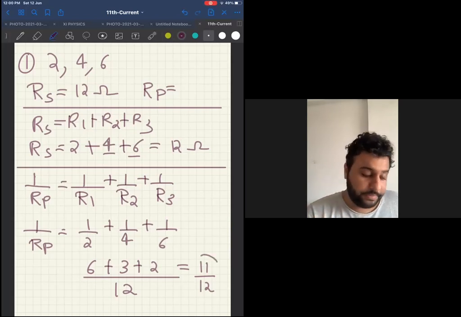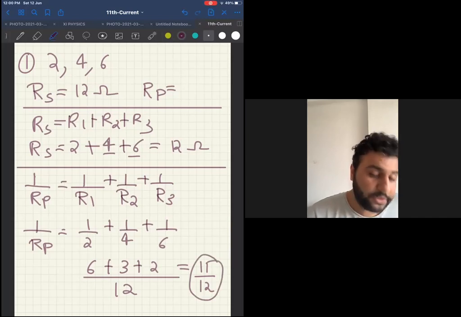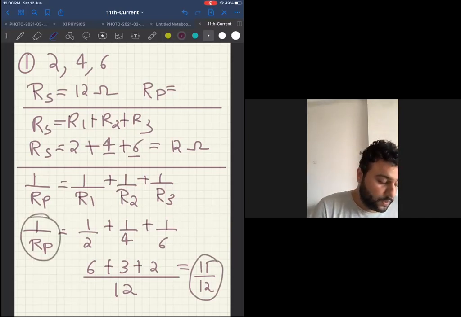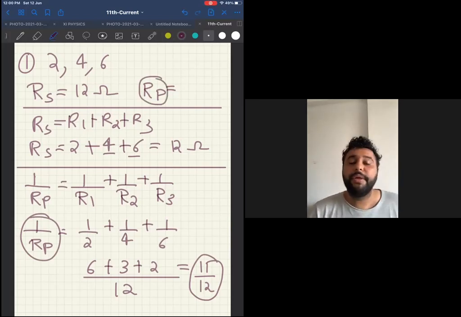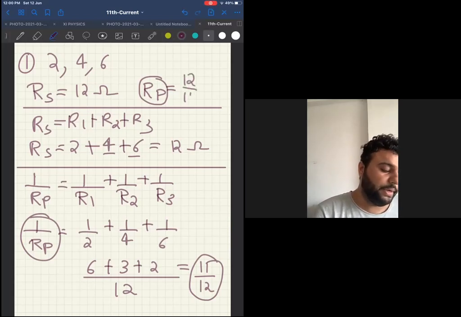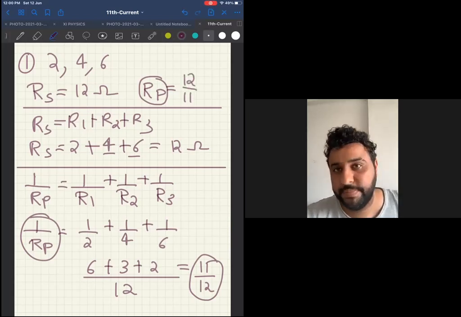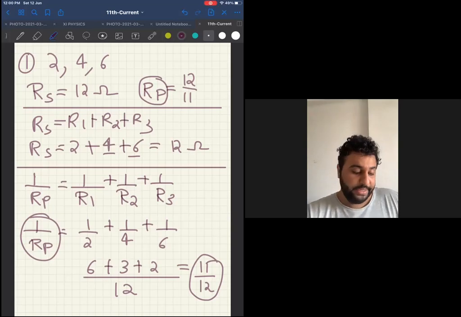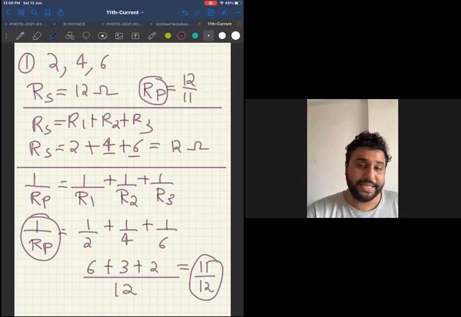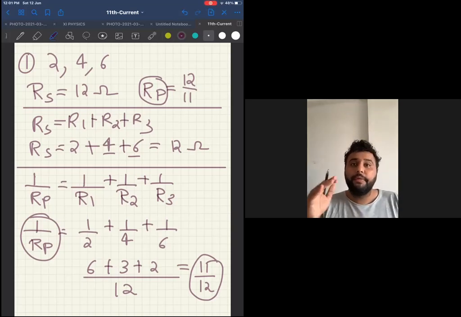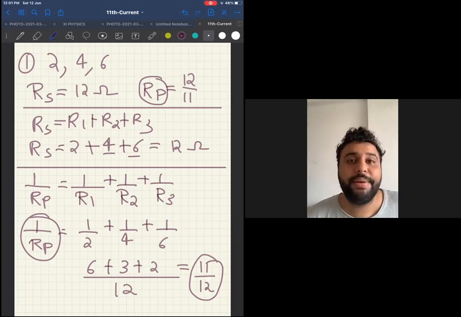Your answer 11 by 12 is wrong because that answer is 1 by RP. And in the exam, they asked you only RP. Therefore, you have to take the reciprocal. Therefore, your answer will be 12 upon 11. Just check. If you leave the answer as 11 upon 12, you will get the wrong answer because 11 upon 12 is 1 upon RP. But we want only RP. Therefore, you have to flip it. Therefore, RP is 12 by 11.